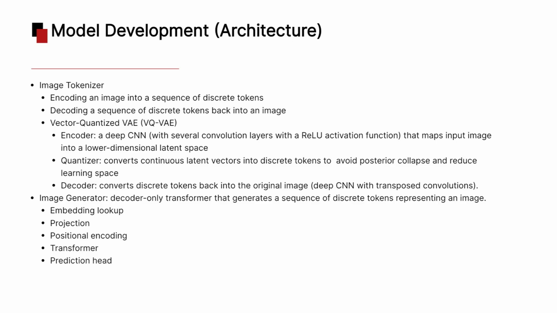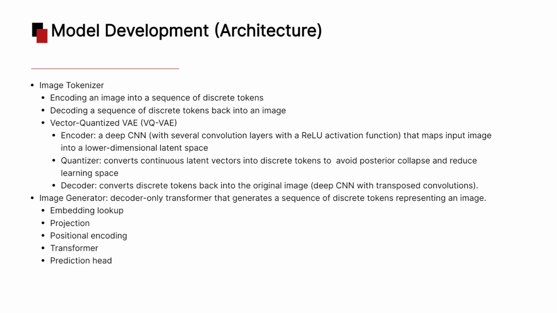C. Decoder. Another deep CNN, but with transposed convolutions, aka deconvolutions, to upsample back to the original resolution. Each upsampling stage refines spatial detail, reconstructing the image from tokens while minimizing reconstruction error. The decoder is trained jointly with the encoder and quantizer, using a reconstruction loss plus commitment loss to keep the codebook stable.